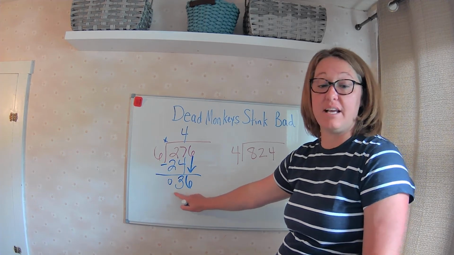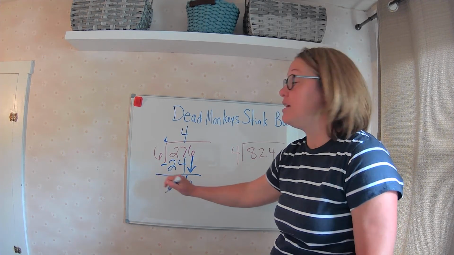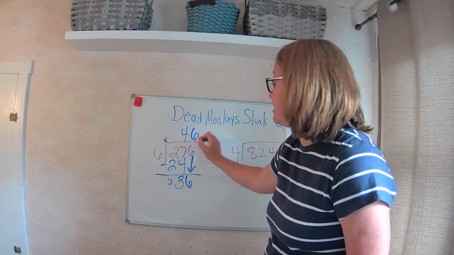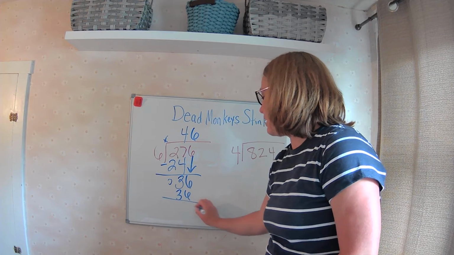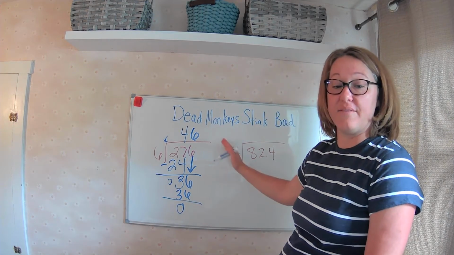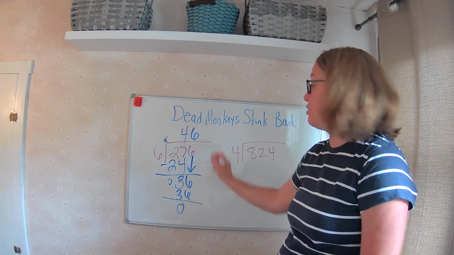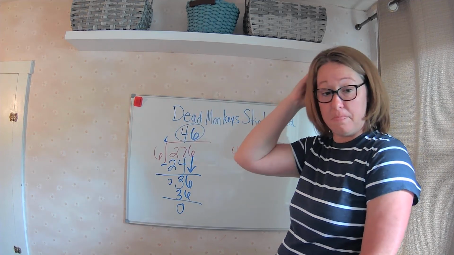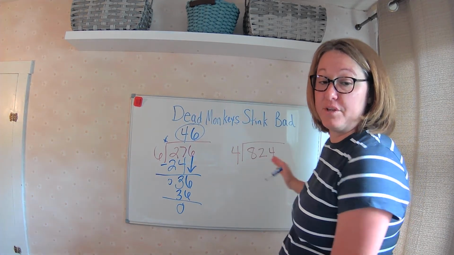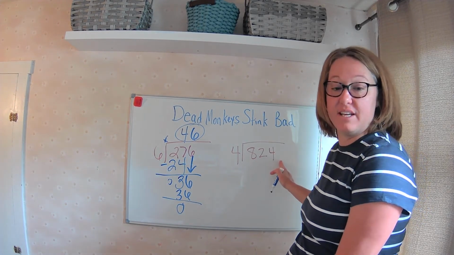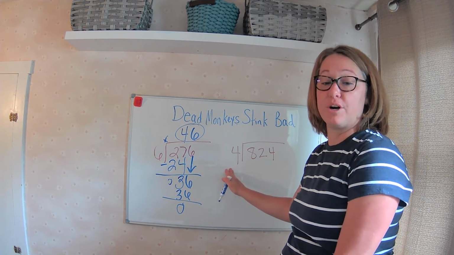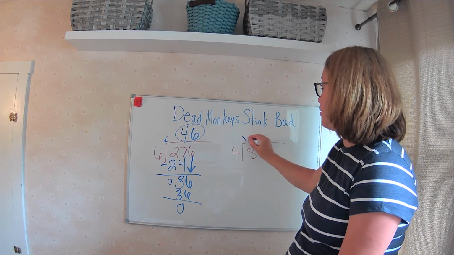Now I have 36 divided by 6. So then that will be 6, because 6 times 6 gives me 36. And I end up with 0. Do I have any other numbers to bring down? No. So 46 is my quotient. Now I wanted to see if you guys can do this problem. 824, my dividend, divided by 4. I want to see if you can find me the quotient.